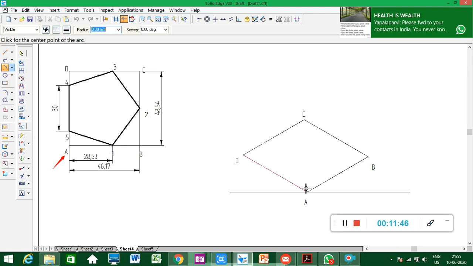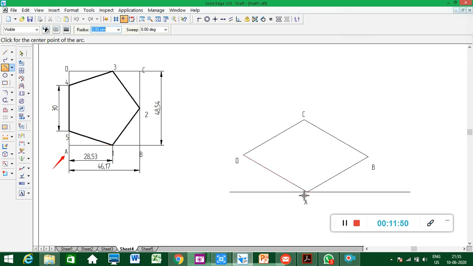I'll go to the compass. By compass you transfer with your compass. So I'll use the R command here. I'll type 28.53 for the radius. So this is the radius, and I'll get more than half. I'll draw the radius. So this is your first point.